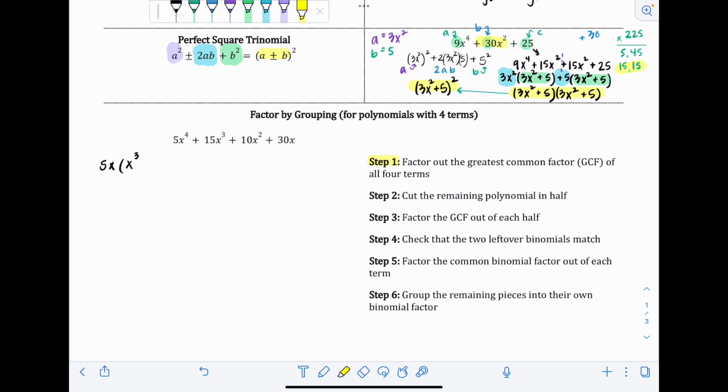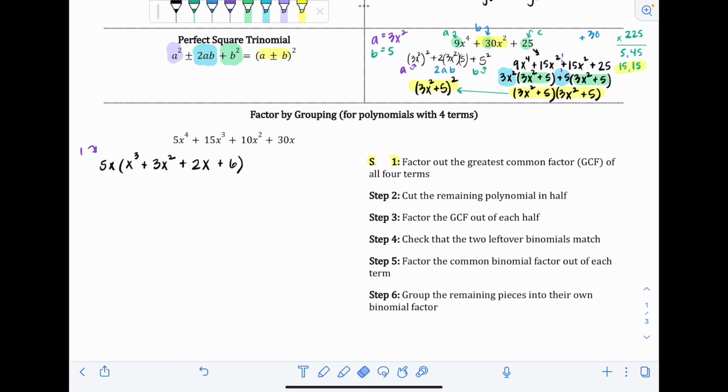And then the next term, 15x to the third power divided by that 5x, you do 15 divided by 5, so 3. And then x to the third power divided by x would go down to x squared. And then the next one, 10x squared divided by 5x, you would do 10 divided by 5, which is 2. X squared divided by x would become x to the first power. And then the last term, 30x divided by 5x, 30 divided by 5 is 6, and x divided by x cancels it out completely. Okay, so we factored out the GCF. This is step one.